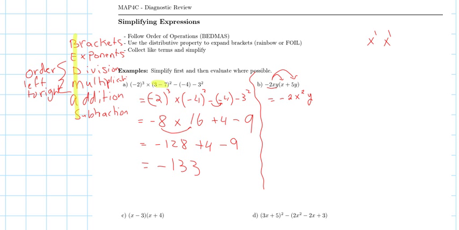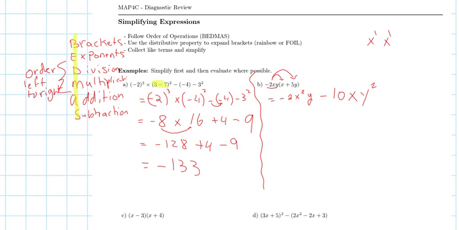So I have negative 2xy times 5y. Negative 10x y squared. Do you guys agree with that? So you multiply the negative 2 times the 5. That gives you negative 10. The x, there's no other x's, so it stays the same. And y times y is y squared. Does it make sense to everyone?